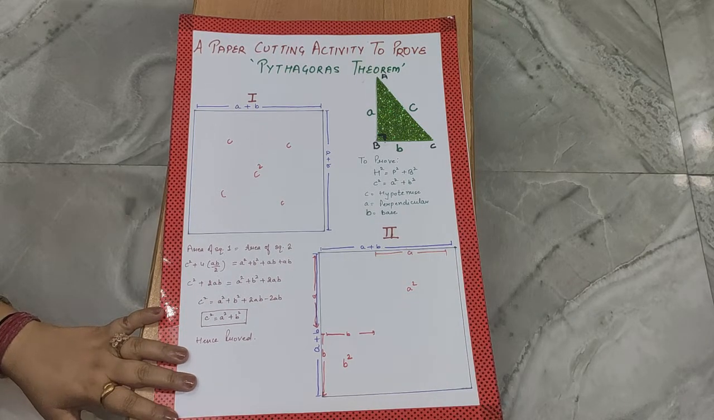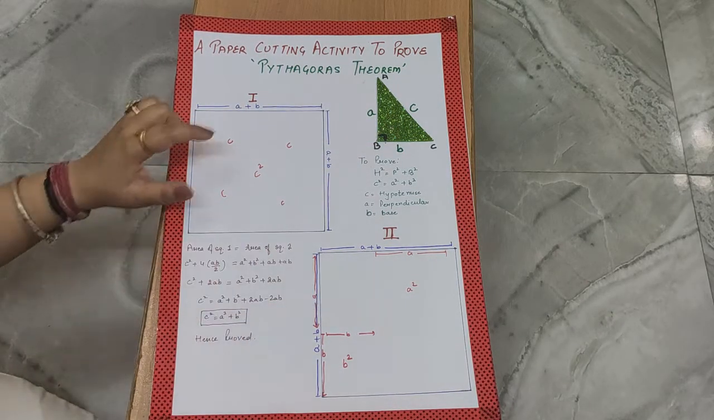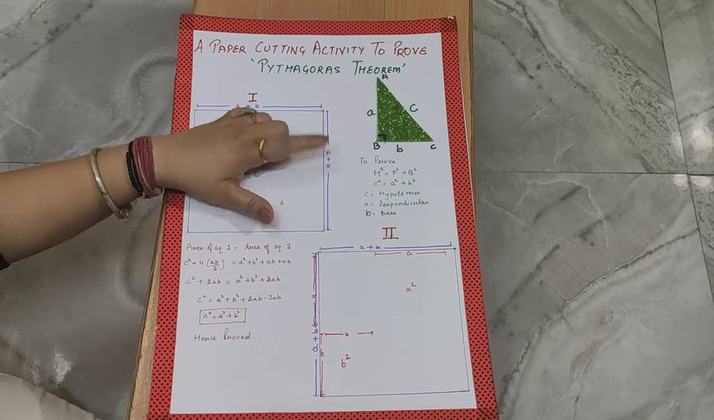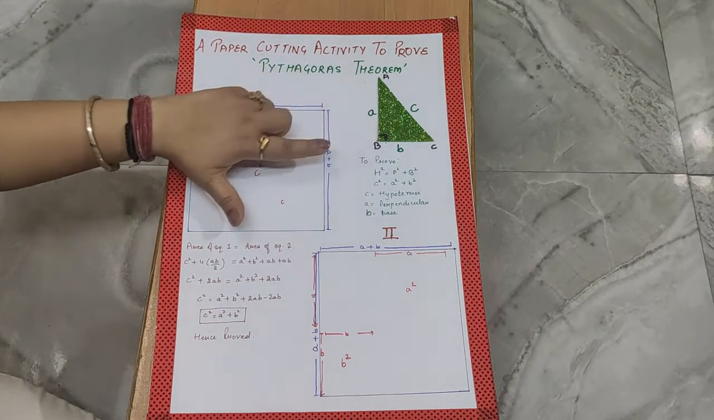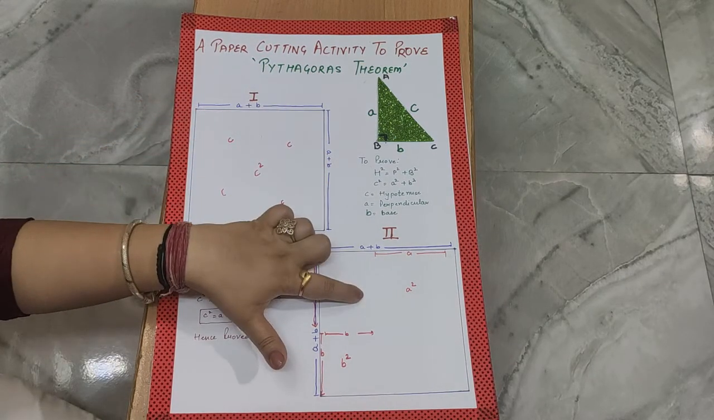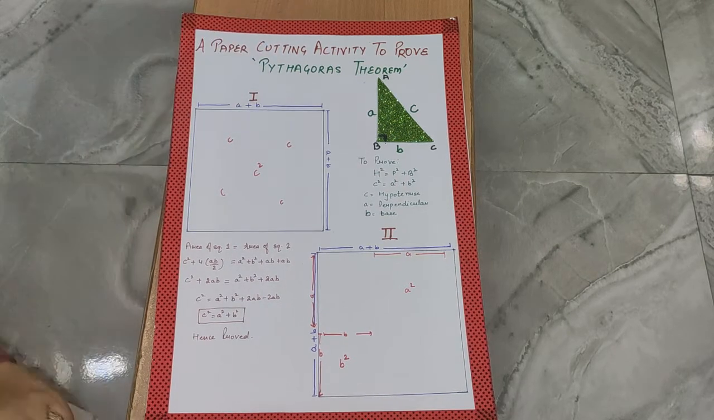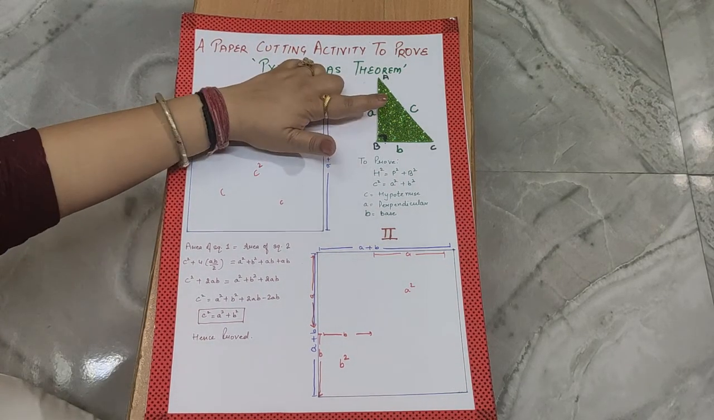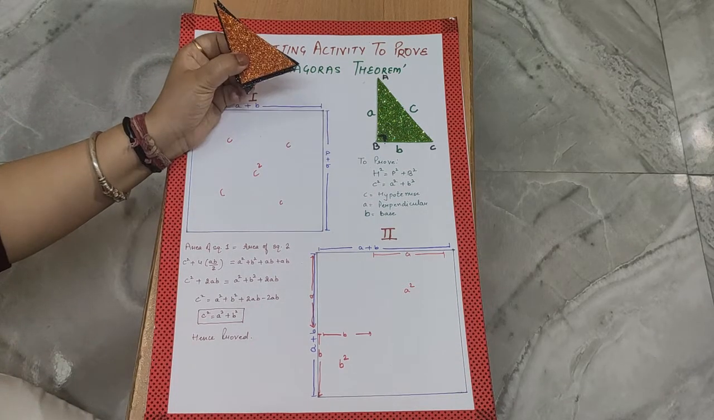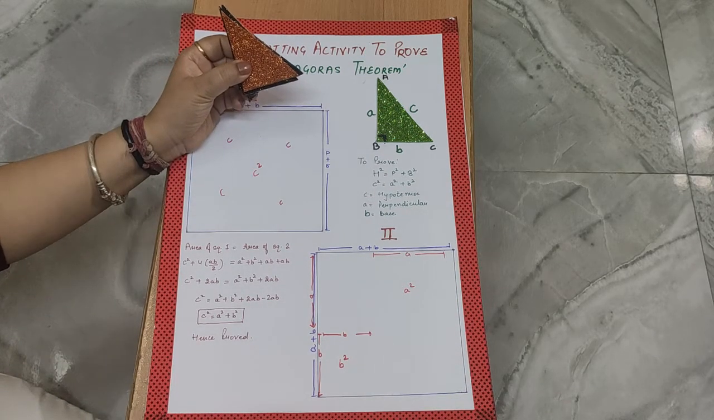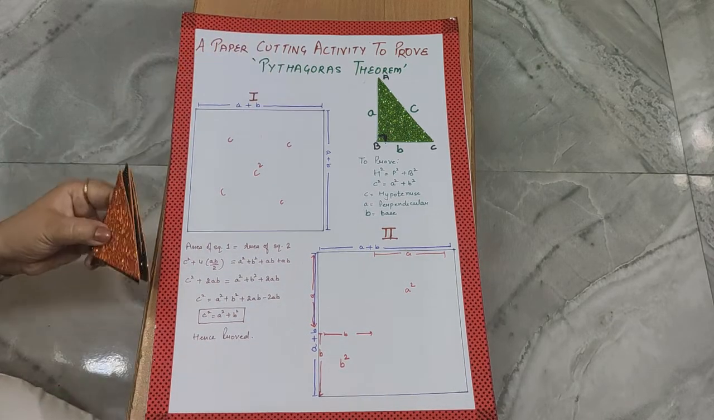For the activity, I need the right angle triangle and two squares. The side of the square must be equal to the sum of lengths of these two sides A and B. So I have drawn two squares here. Side is equal to A plus B. And also I need 8 replicas of the same triangle which I have already cut with me. Now I will show you how to arrange these triangles on these squares to prove the theorem.